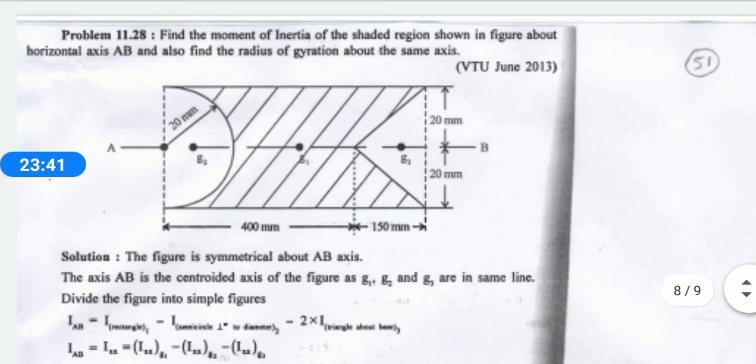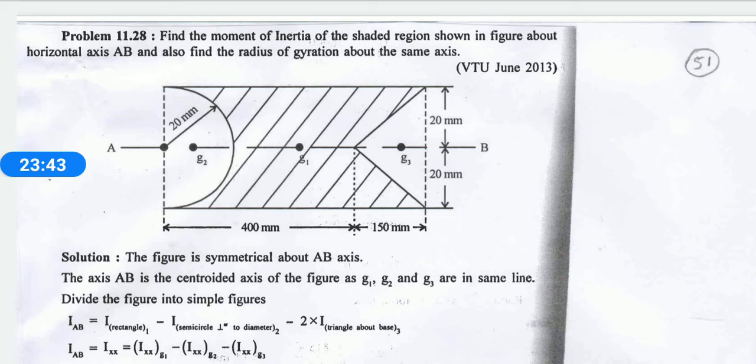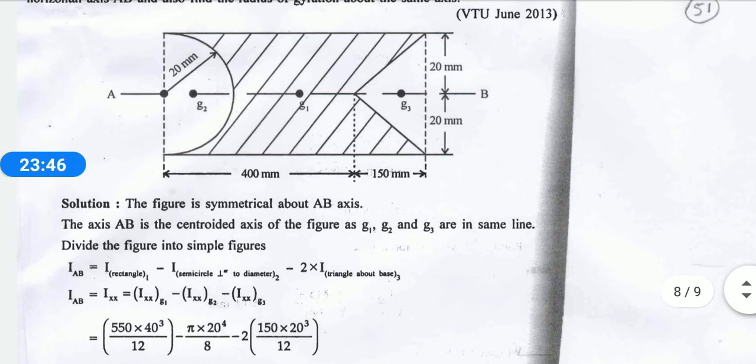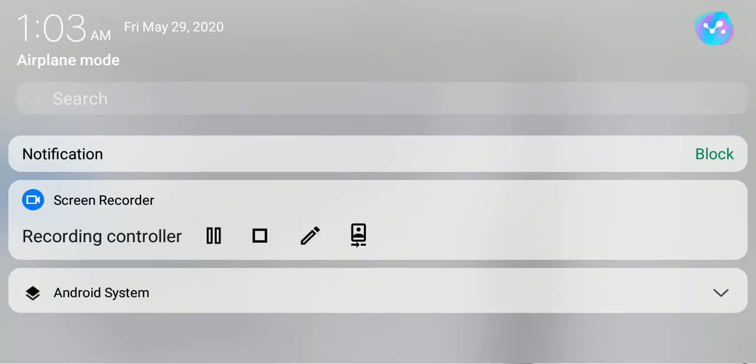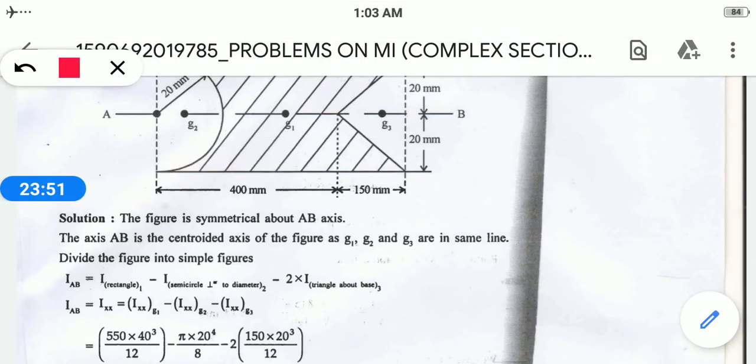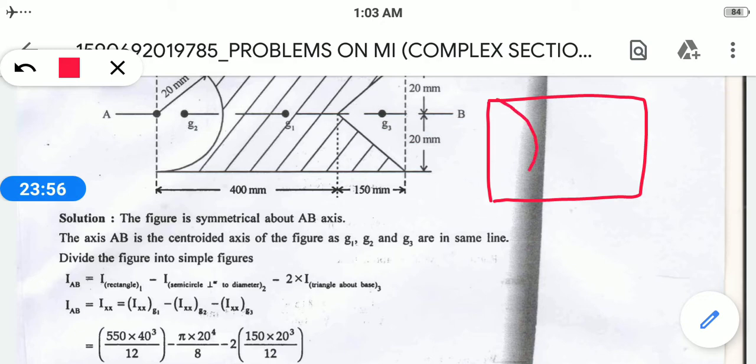Like our previous substitution method they had done over here, this is very simple for you to understand. The total, this component can be divided into three parts. One is your rectangular area, other thing is your semicircle, this you have to deduct, and this is your triangle. This triangle can be divided into two parts of your right angle triangle. Okay, this is your normal thing, both are your deduction part. So first we are going to find out I of AB, or we can name it as I of XX. This is your I of XX.